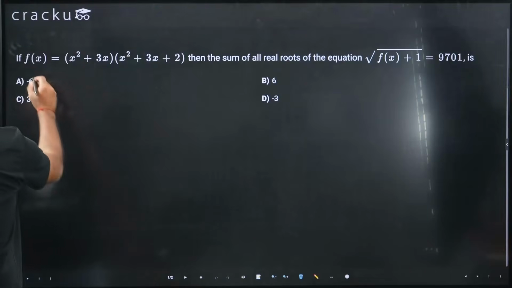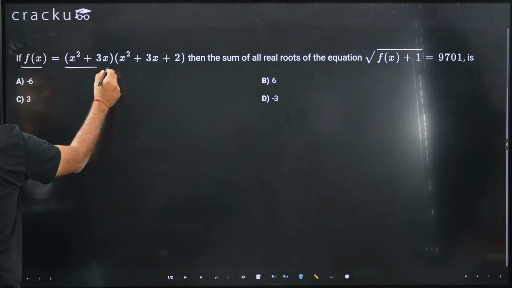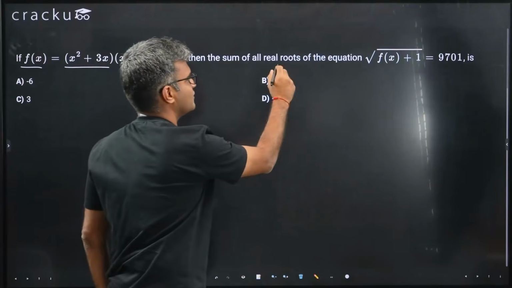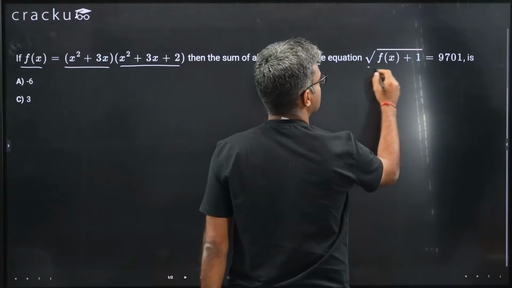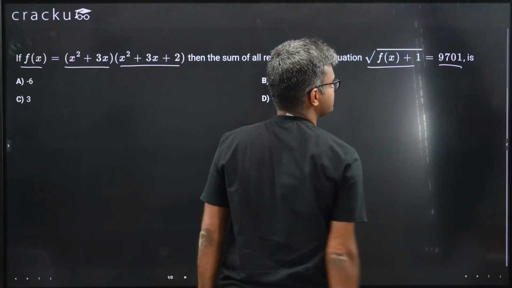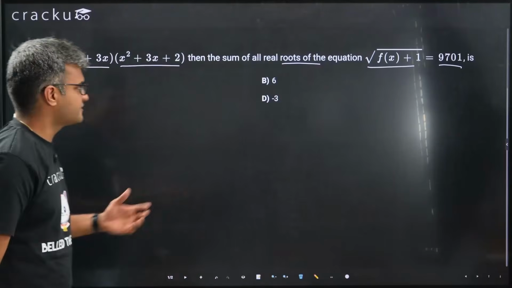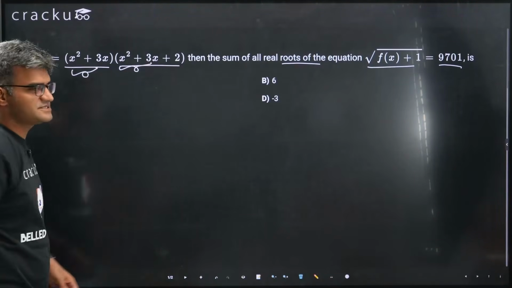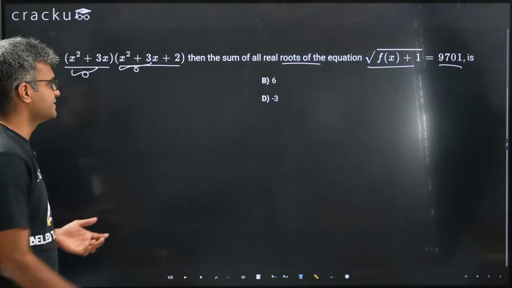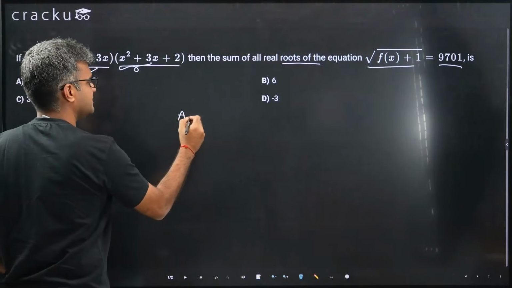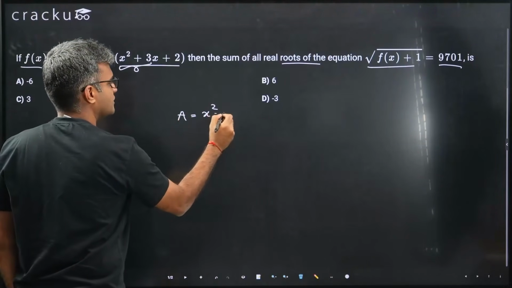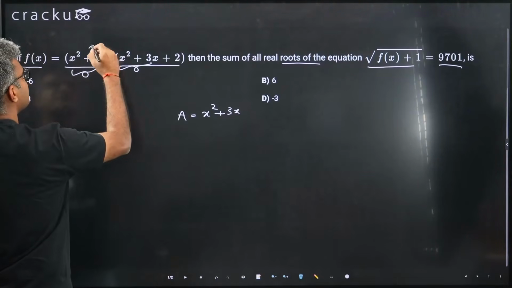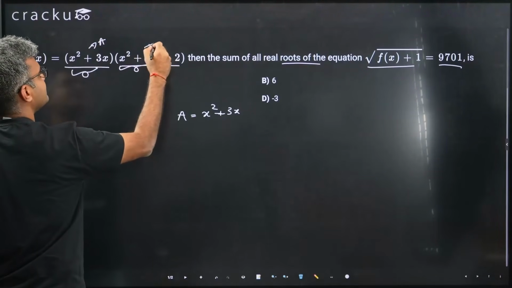Okay, in this question we are told that f of x is x squared plus 3x into x squared plus 3x plus 2. We are required to calculate the sum of all roots of the equation square root of f of x plus 1 is equal to 9701. In this kind of a question, when you see some expression repeating, in this particular case, x squared plus 3x is repeating, let us assume that a new variable a is equal to x squared plus 3x. Therefore, this is a and this will be a plus 2.